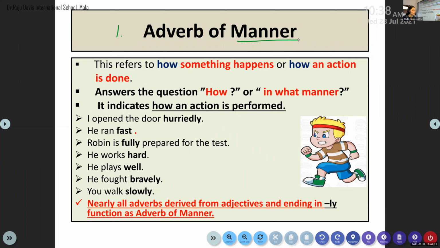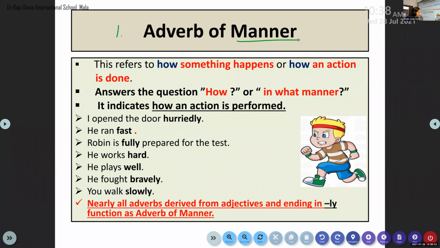I request everybody to look here. Look at the boy who is on the screen. What is he doing? He is running. Look at his face. He's not running slow, he ran fast, isn't it? He is running so fast, isn't it? So it shows how this little boy is running. It gives some information about his performance, his action performed there.